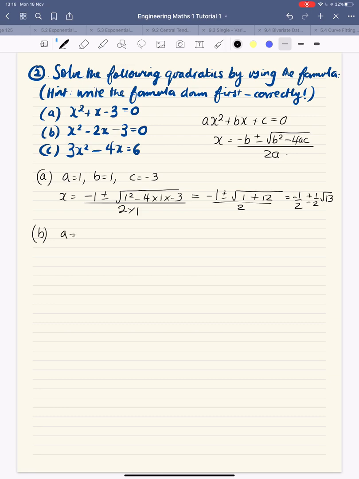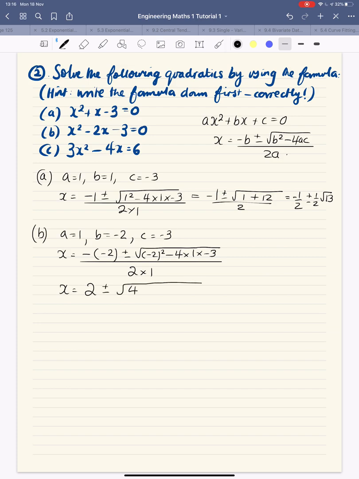So for b, a is 1, b is minus 2, c is minus 3. x is minus b, plus or minus the square root of b squared, minus 2 squared, minus 4 times a times c, all divided by 2a, which is 2 times 1. So x is plus 2 plus or minus the square root of 4 plus 12, all over 2. Just wipe some of this off, don't need all that. So it's 2 plus or minus root 16 over 2.